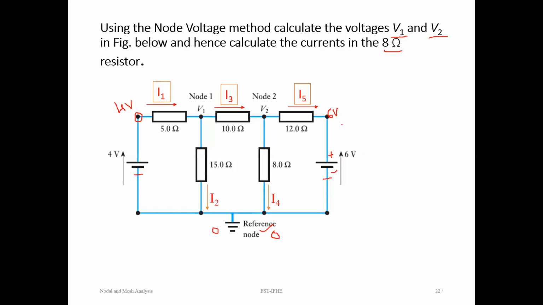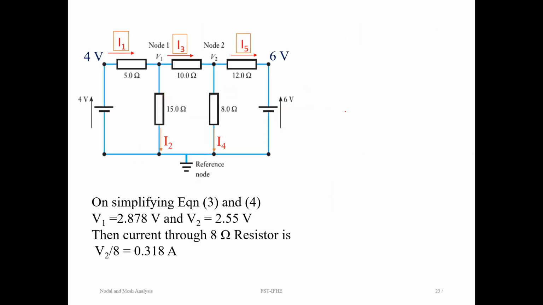So the next step is to apply KCL at V1 and write down the KCL equation. As I said, the voltage is connected between the node with respect to the reference. So this node voltage is 4 volts, this voltage is 6 volts. So the first step is we need to apply KCL at V1. The incoming current is I1, outgoing currents are I2 and I3. So the first equation will be I1 is equal to I2 plus I3.